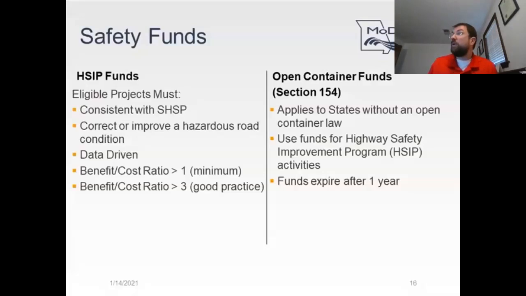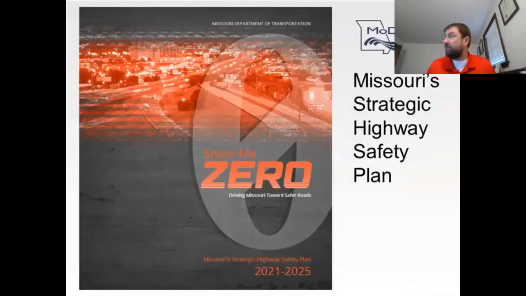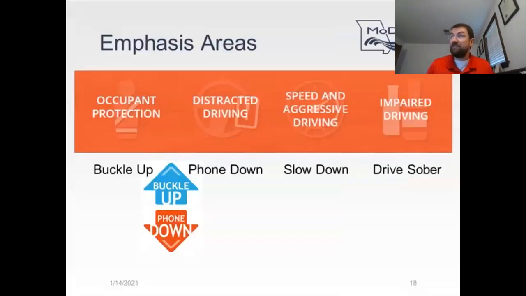Now, again, for projects to be eligible for safety funds, it needs to have solutions that are consistent with Missouri's Strategic Highway Safety Plan. This is a plan that we actually just updated this last fall that outlines our path forward to reducing fatalities and serious injuries on Missouri's roadways. This plan includes 4 emphasis areas of occupant protection, distracted driving, speed and aggressive driving, and impaired driving, or essentially buckle up, phone down, slow down, and drive sober.